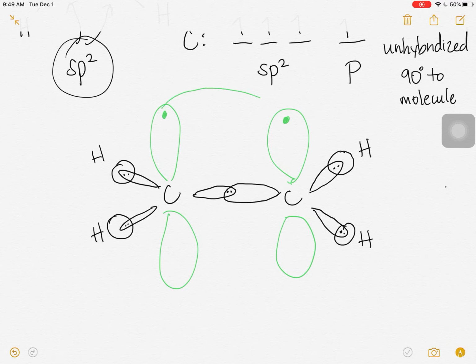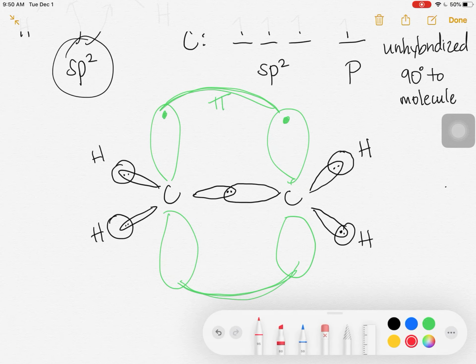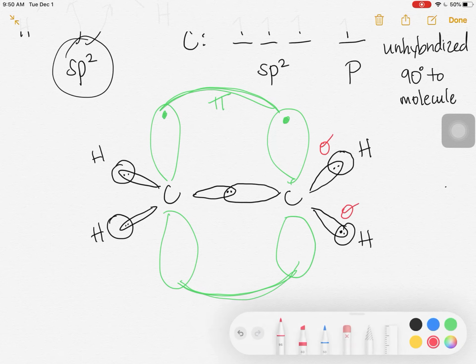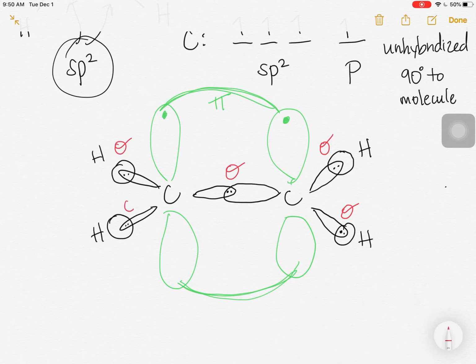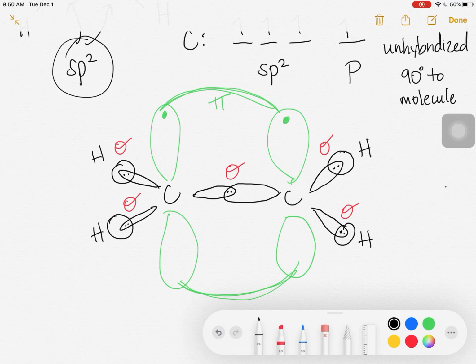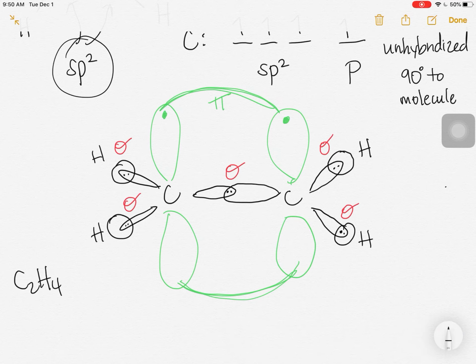So if these carbons were close enough for there to be overlap, can you see that the overlap would be occurring here and technically below also? That's not a sigma bond. That's a pi bond. So in this case, I have one pi bond and a lot of sigmas. This is a sigma, sigma, sigma, sigma, and a sigma. So in C2H4, I have one pi bond and 5 sigma bonds. And that gives me a total, of course, of 6 bonds, which is what I have.